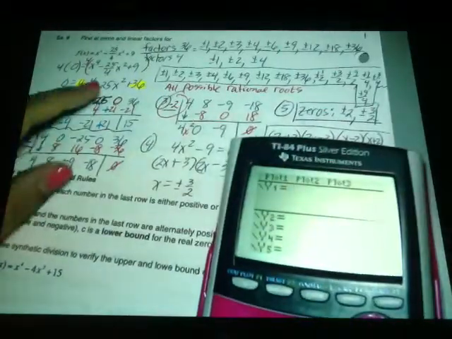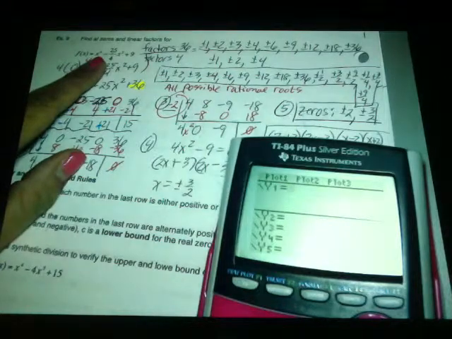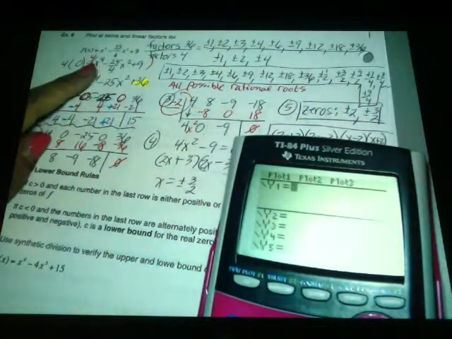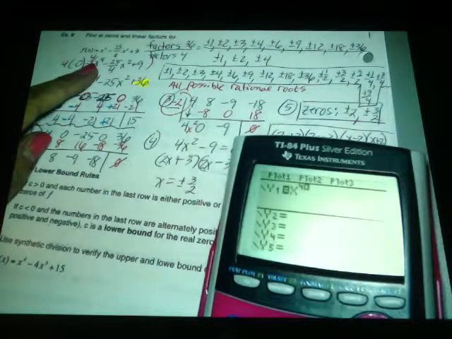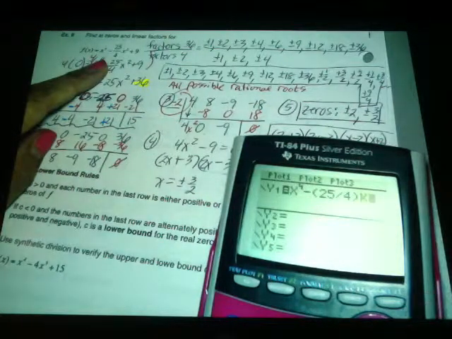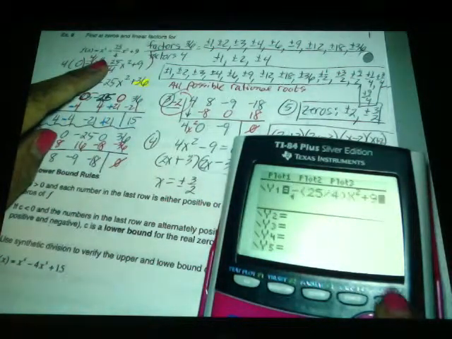And so again, if you put this in your calculator to check it, it should cross where we're at. And I'm going to go ahead and put the original in so I can prove to you that this is this. So I've got x to the 4th minus, in parentheses, 25 divided by 4, x squared plus 9.